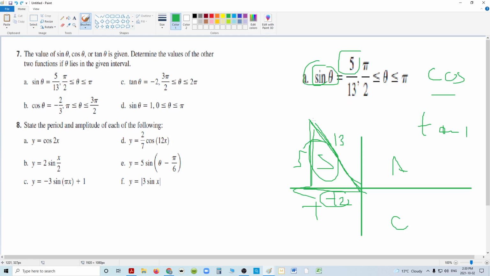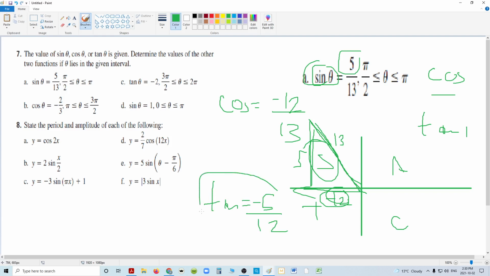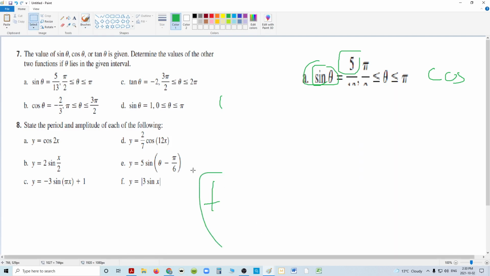So now I have my minus 12. I know that cosine is minus 12 over 13, adjacent over hypotenuse. And tangent is simply my opposite, 5, over my adjacent, minus 12, or rewritten, minus 5 over 12. Very easy once you slow down and realize these right angle triangles are the key to everything.